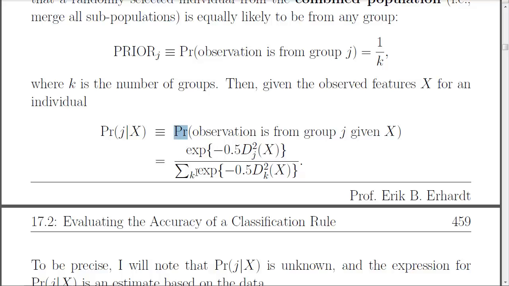Now, for the probability, we need to also see how far that observation is to the other groups. So in this denominator, we're going to add up the distances to group 1, group 2, and group 3, and the ratio of the distance to group 1 divided by the distance to all of them is going to give us the probability of belonging in each individual group.